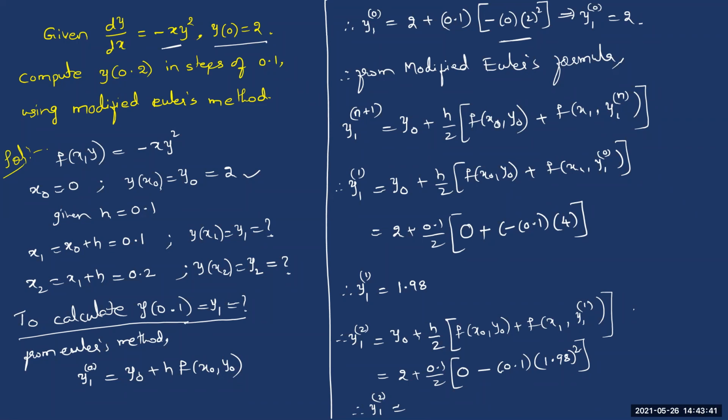I'm just substituting here 0.1 into 1.98 whole square. Let's see, I got this as 1.98039. So I'm rounding this off at the fourth digit, so it is 4. So the second approximation to y1, I got as 1.9804. So let me just continue this to calculate.